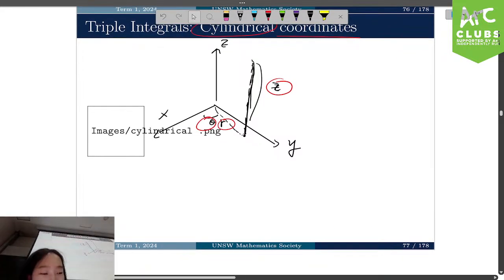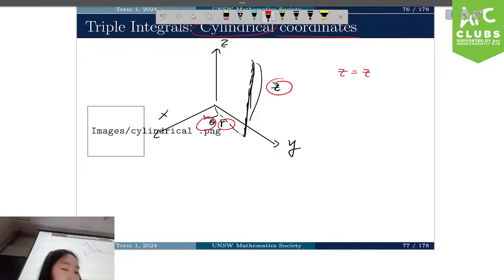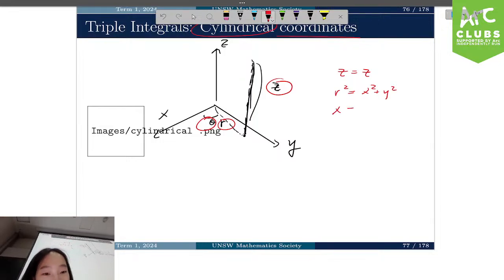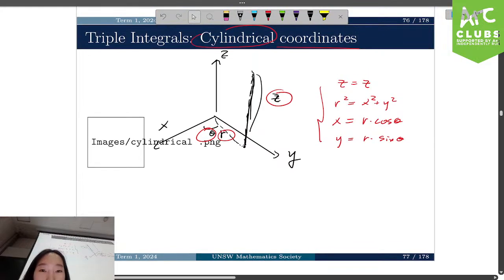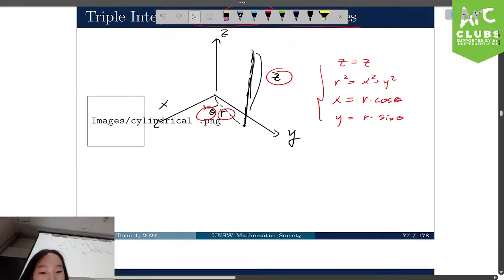Cool. And here's an important piece of information. So z is still equal to z as in Cartesian coordinates. But r squared equals x squared plus y squared. Hopefully, we're all familiar with this. x equals r cosine theta, and y equals r sine theta. Okay, those are the 4 things we need to know for cylindrical coordinates.